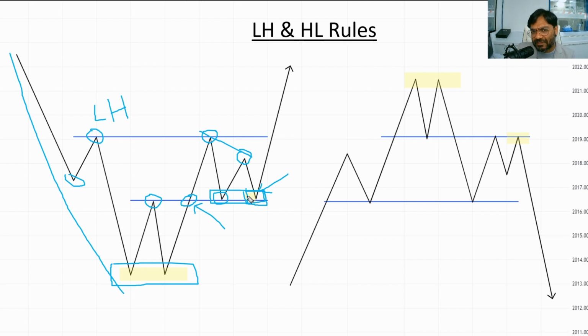How many confirmations did we take? We took the first confirmation, the second confirmation of the double top, and the third confirmation of the breakage of the breakout, correct? And then why did we not take the entry here too long?